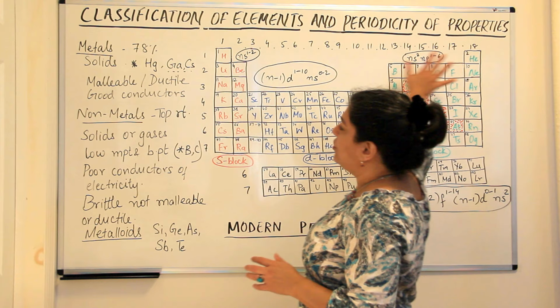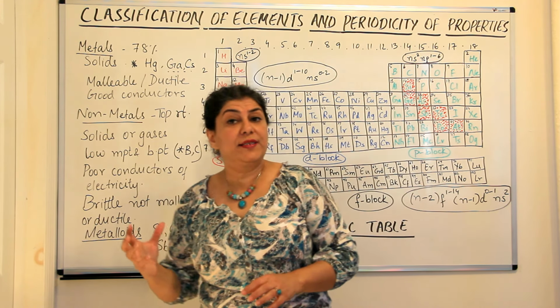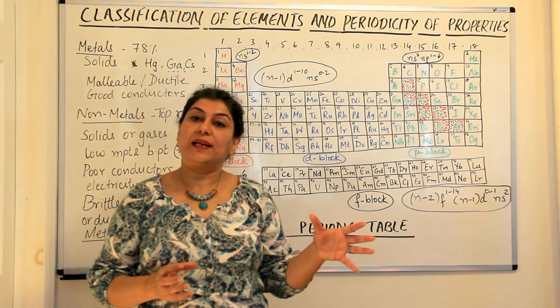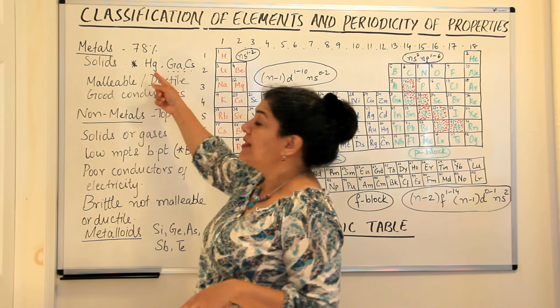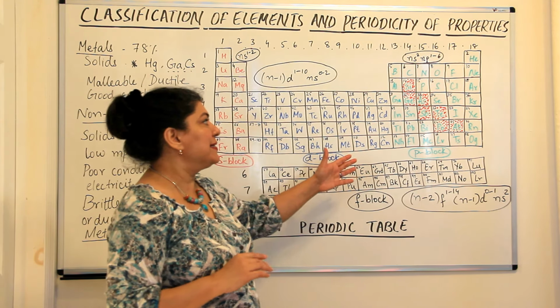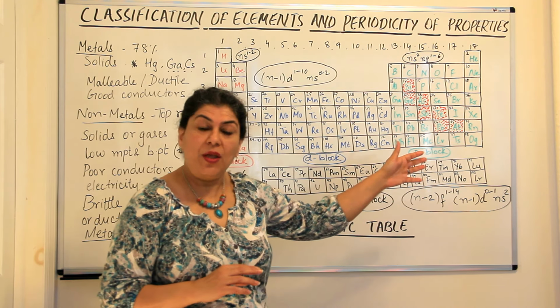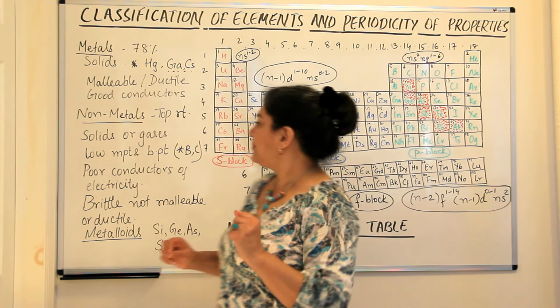Non-metals are usually found on the top right of the periodic table. These are solids or gases. We notice that both in metals and non-metals, there's only one metal that's a liquid, and that is mercury. And in the non-metals, there's only one non-metal that's a liquid, and that's bromine. All others are either solids or they are gases.